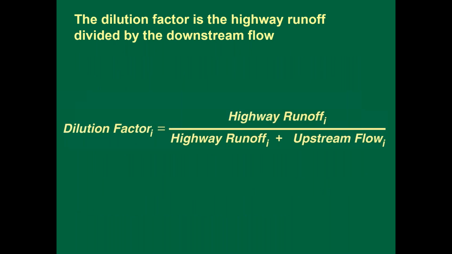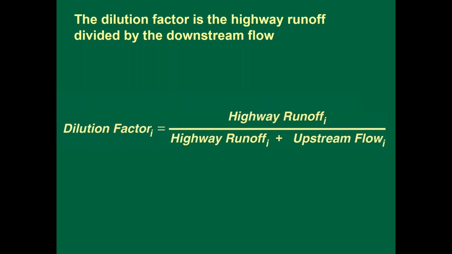So dilution factor, as defined by Driscoll in the original highway runoff model, is a bit backward because a higher dilution factor means there's less dilution. So the dilution factor for a given event is the highway runoff for a given event, the event being I, divided by the highway runoff plus upstream flow. So it's the highway runoff over the downstream flow.